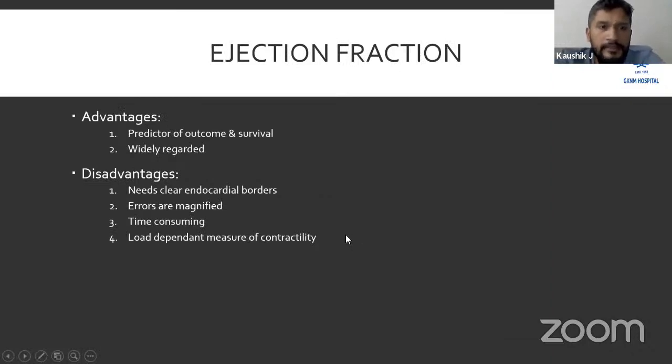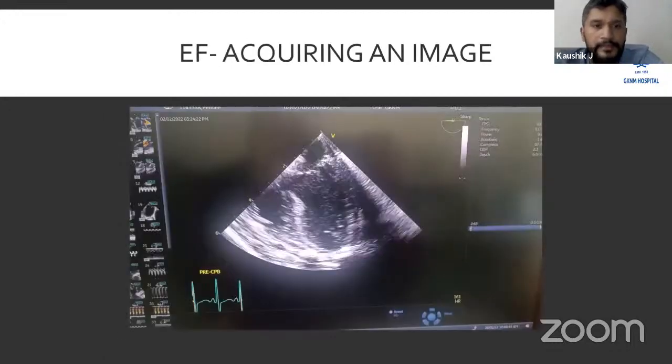So what are the advantages? It is one of the most widely regarded indices of cardiac function. Almost all of us, the first thing that we look at before we look into an echo report is the ejection fraction. So the disadvantages are that it is time consuming, and because we are cubing everything, we are looking at a three-dimensional aspect of a single measurement, all the errors are magnified. So that is one of the major disadvantages.